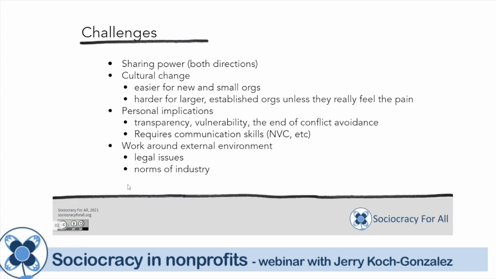So there's going to be transparency of how we feel about how the meeting went, transparency about the bookkeeping and the finance, etc. It puts a greater premium on general communication, and also on communication skills. How do we relate to each other? That's part of why we like things like nonviolent communication or other forms of mindfulness training, things that will support the quality of communications among us. And then there's the work with the external environment, legal issues, norms of the industry, etc. Like the issue of, oh, you're not supposed to have staff on the board. So working with those kinds of things.